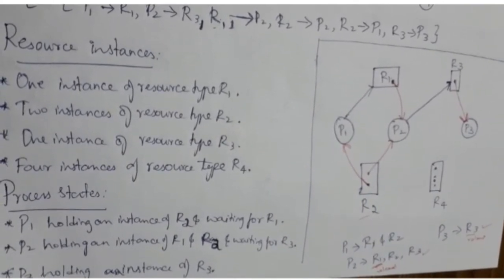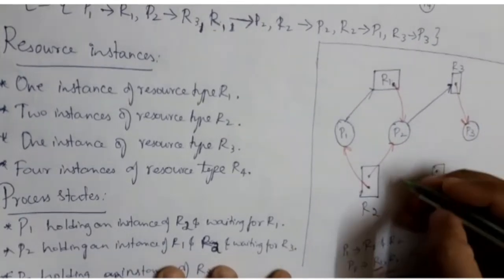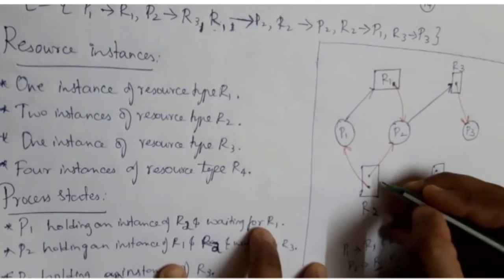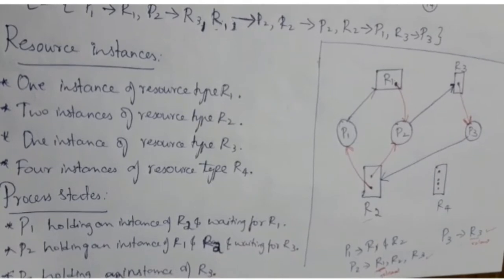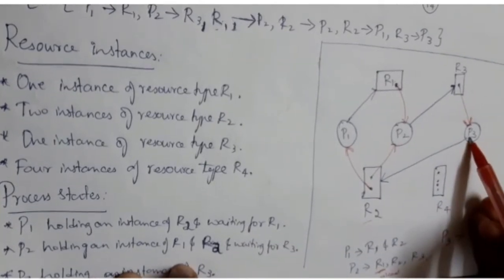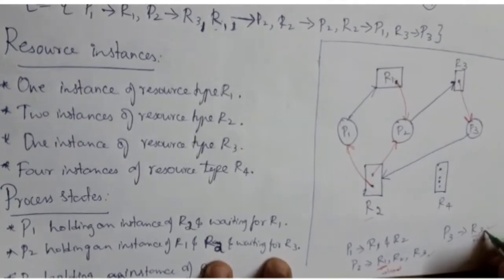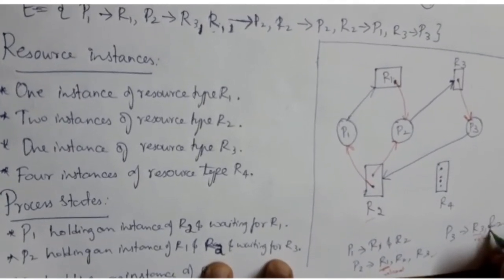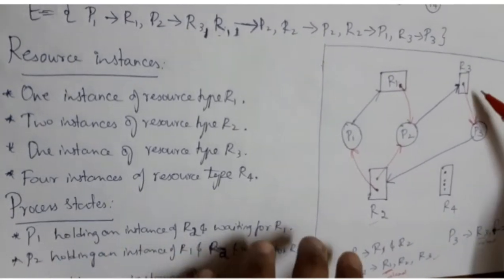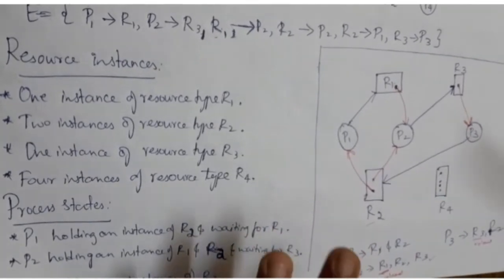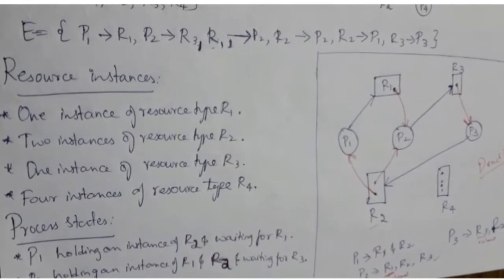Now suppose we have a request like this, that is, if process P3 wants resource R3 as well as resource R2 to execute. If process P3 wants resources R3 and R2 to execute, then deadlock will occur.